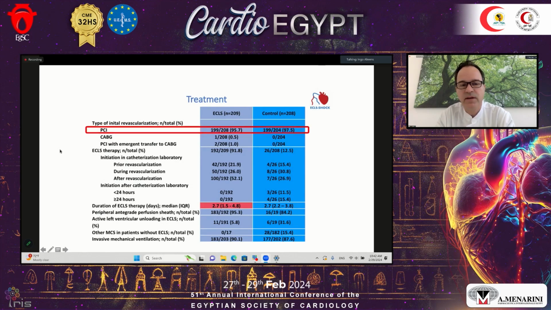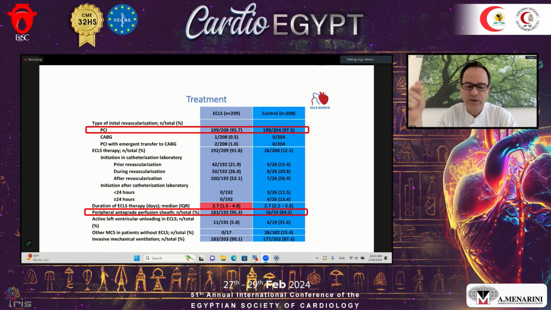If you look at the treatment, most of the patients were treated by PCI, which is what you expect from an acute myocardial infarction. And if you look at the use of VA ECMO, most of the patients also were supported with an antegrade perfusion sheath in order to prevent peripheral ischemia. And there has been a discussion about the usefulness of ECMO in cardiogenic shock, because you're increasing the afterload of the ventricle, although you stabilize the circulation. And there is the idea to do simultaneously left ventricular unloading by using another device, which in most of the cases would be an impeller, but it could also be an intra-aortic balloon pump.